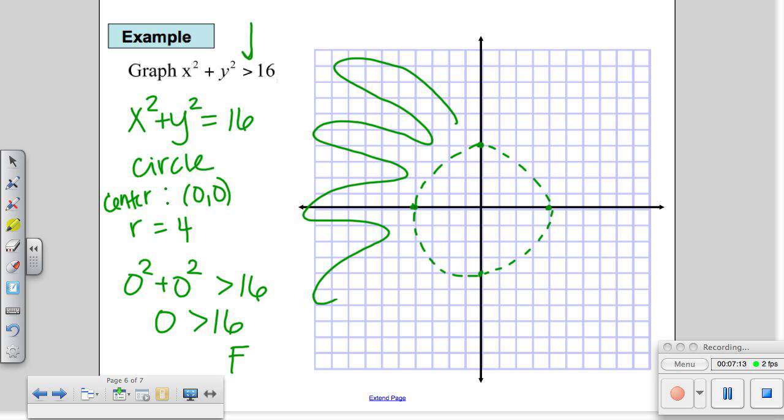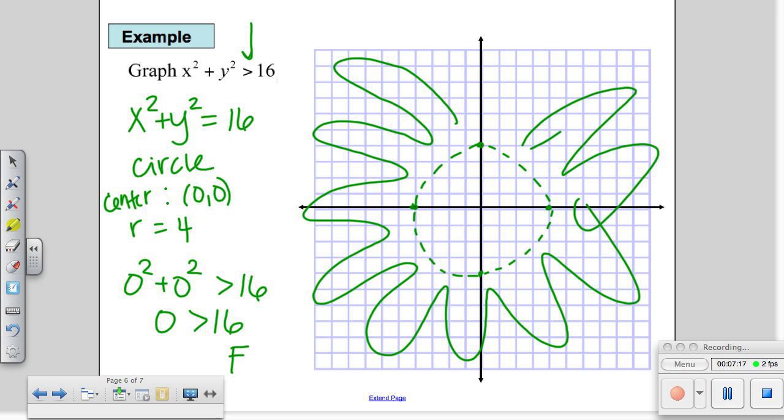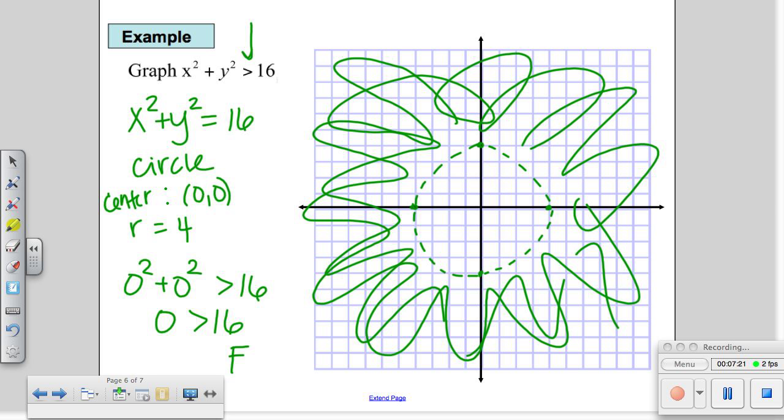And notice now that I'm going to shade all around here. So everything but the points inside that circle are going to work. Think of your equation, your graph, as kind of the boundary.